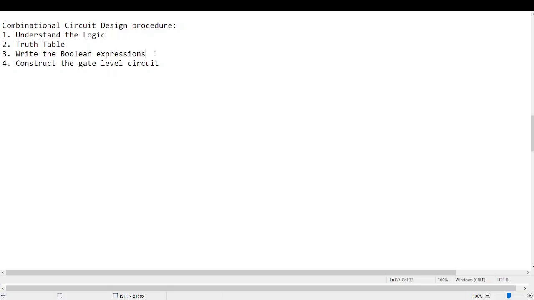Now after the second step, in the third step we have to write the Boolean expressions, in the sense the output expressions. In the previous step we have the truth table with input signals and output signals. By using that truth table I will write the Boolean expressions for the output signals. Once we have got the expressions of the output, we will construct the circuit. That is the final step, my fourth step.